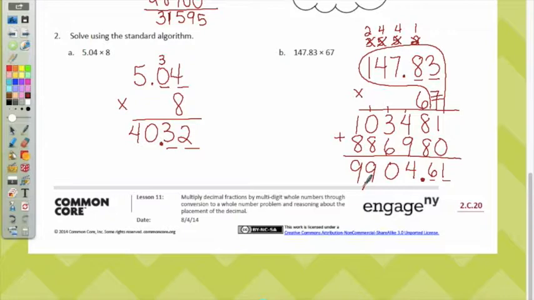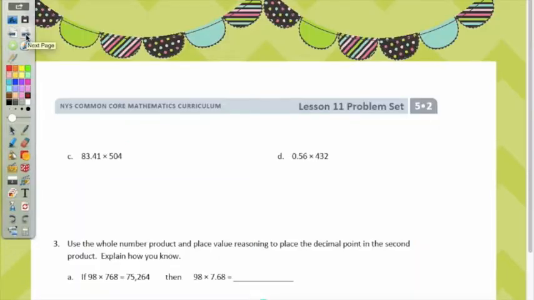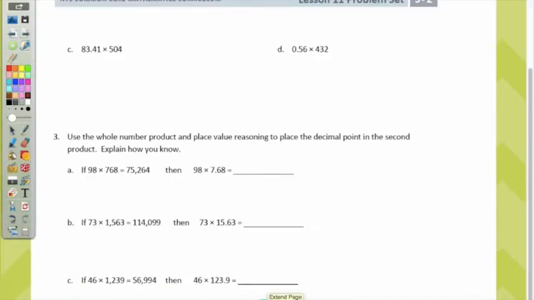Okay, so let's go to the next page. We'll solve these the exact same way. 504, though, we need to talk about that. So go ahead and write that problem down. And if I were you, I'd write it about right here to give yourself room. And then I want to ask a question about that 0 in the bottom number. So get it written down first.